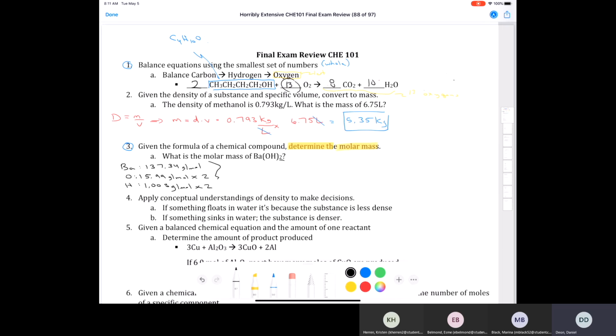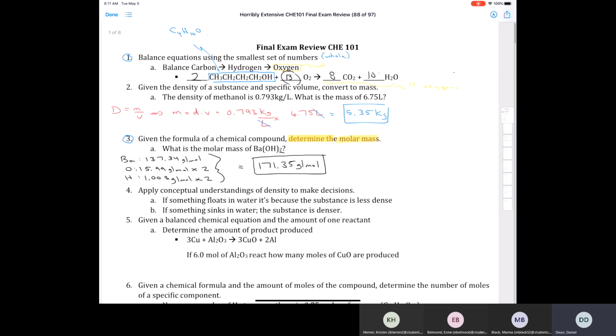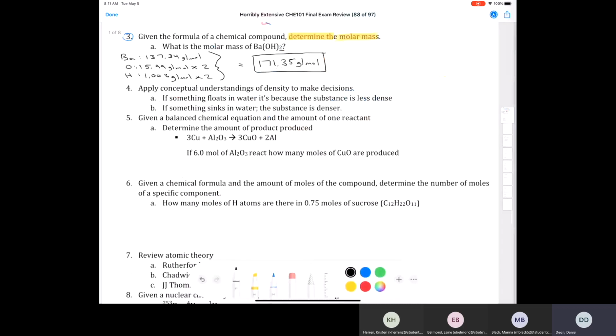So when you tally all that up, and I'm not going to multiply them by 2, I've already gone ahead and done the work, it should equal 171.35 grams per mole. All right, there we go. So everybody should be able to calculate a molar mass. And again, if you kept up with the practice problems, you've done that many times already. So that should just be money in the bank, free points, right?